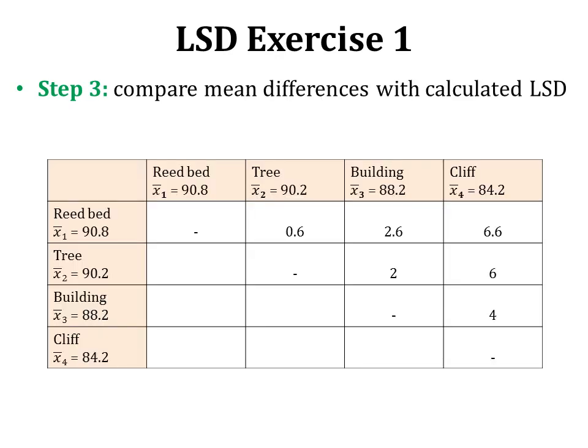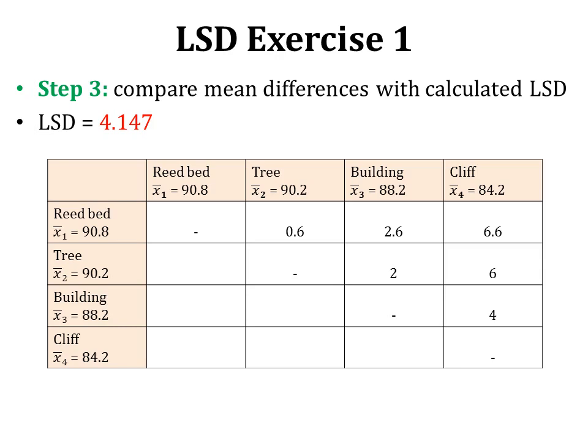So in the third step, we are going to compare mean differences with the calculated LSD, which is 4.147 in this case. Now let's start from the first pair, which is the reed bed and tree, and the difference between their mean values is 0.6. And remember what we discussed, that if the difference between the mean values is greater than the LSD value, then that difference is going to be significant. Otherwise, this is non-significant.